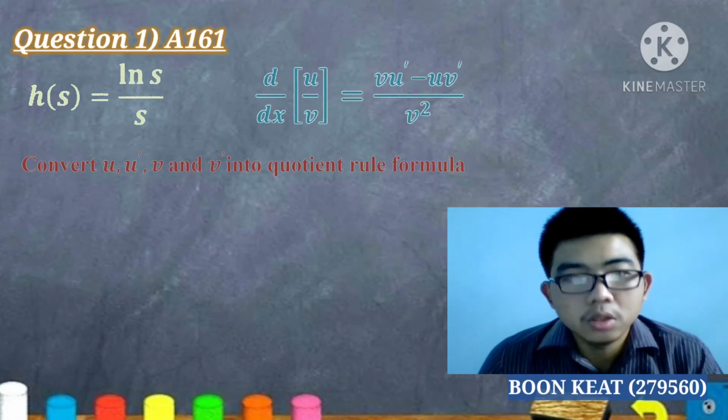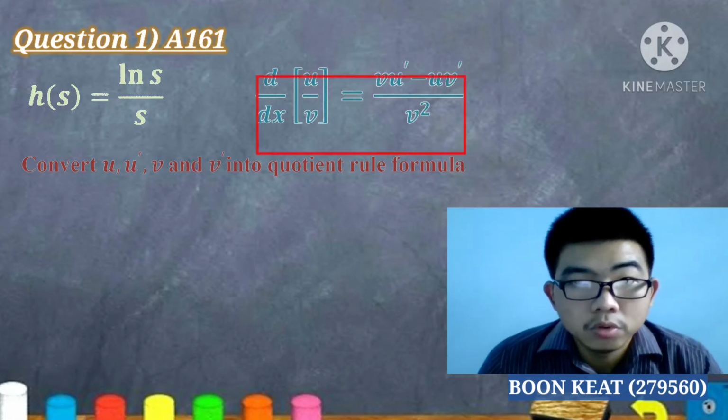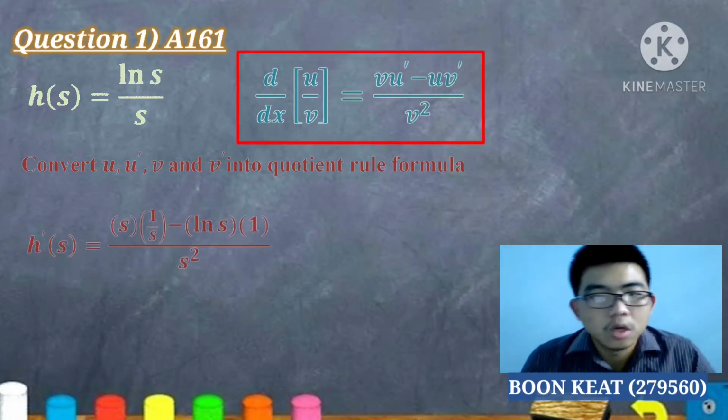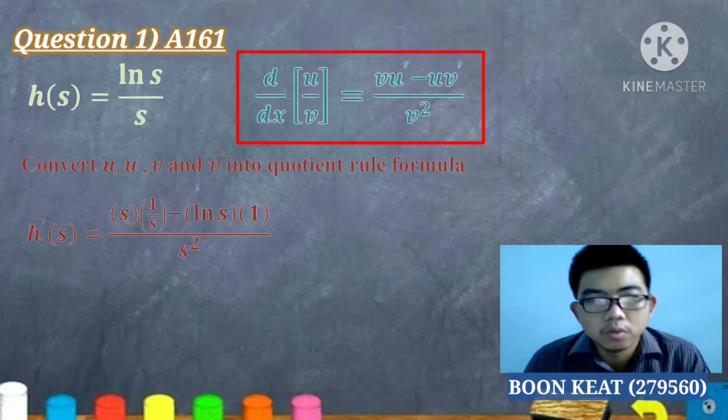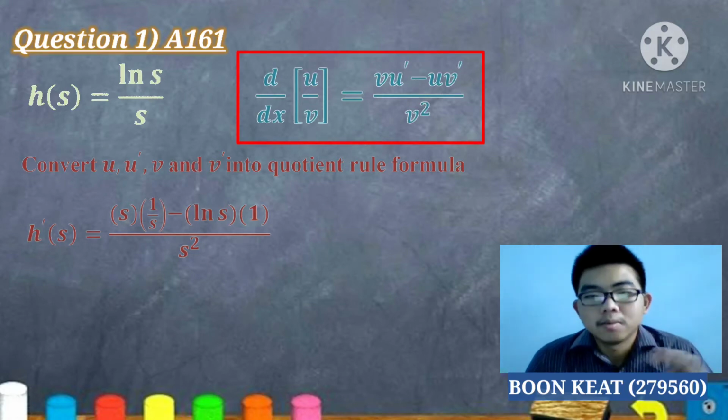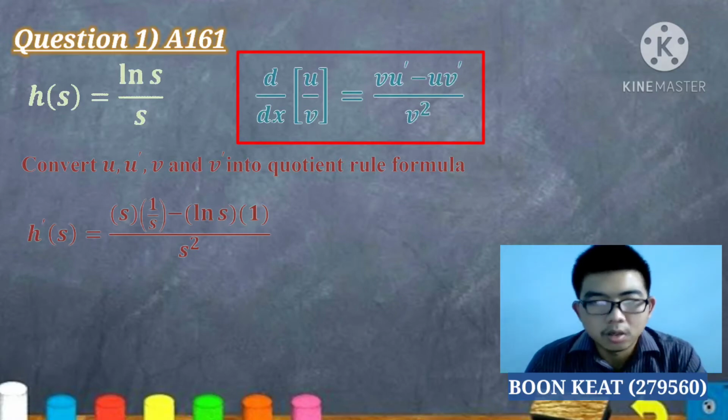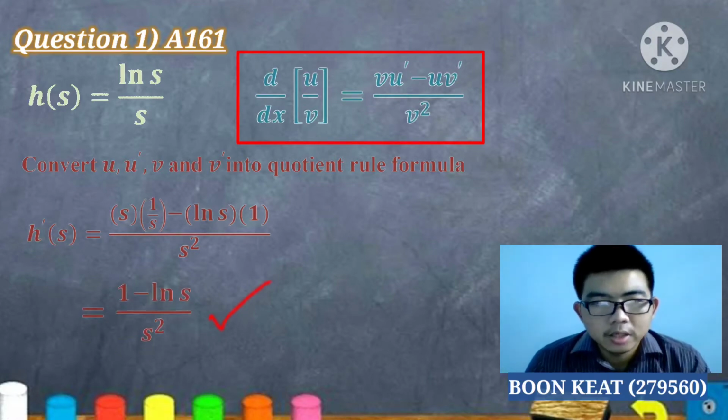Next, we convert u and u prime, v and v prime into the quotient rule formula. So h prime x will equal x multiplied by 1 divided by x, minus natural logarithm x multiplied by 1, divided by x power of 2. The answer will be 1 minus natural logarithm x, divided by x power 2.